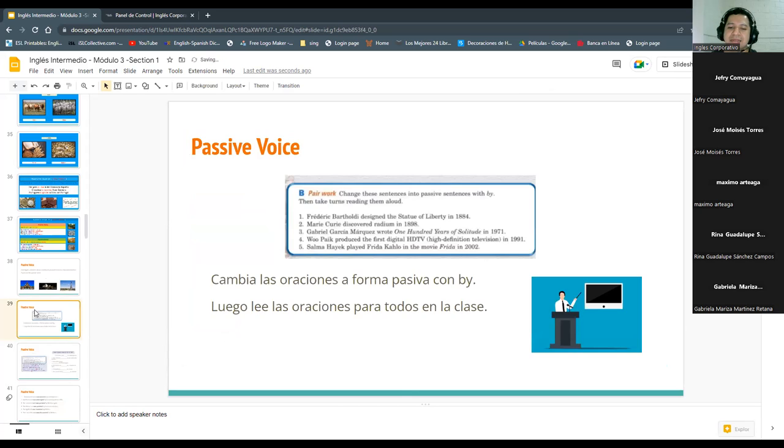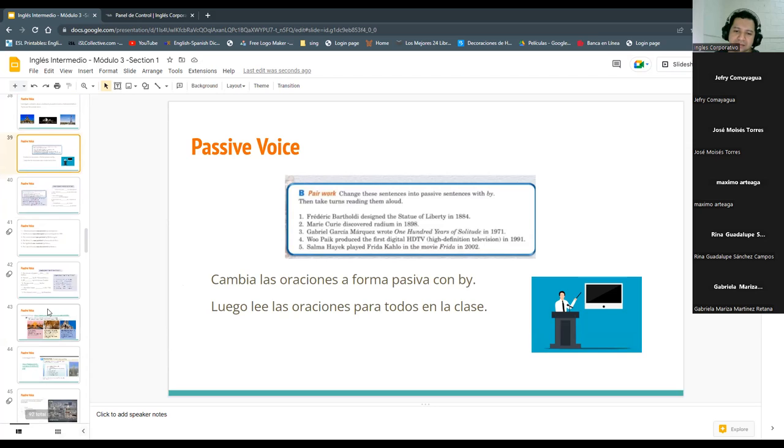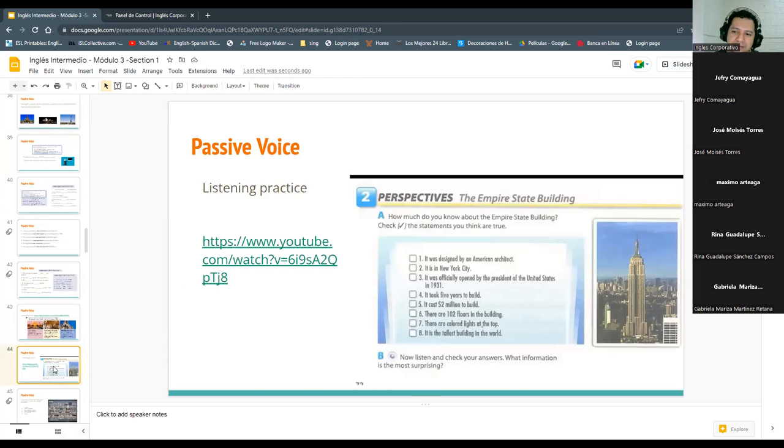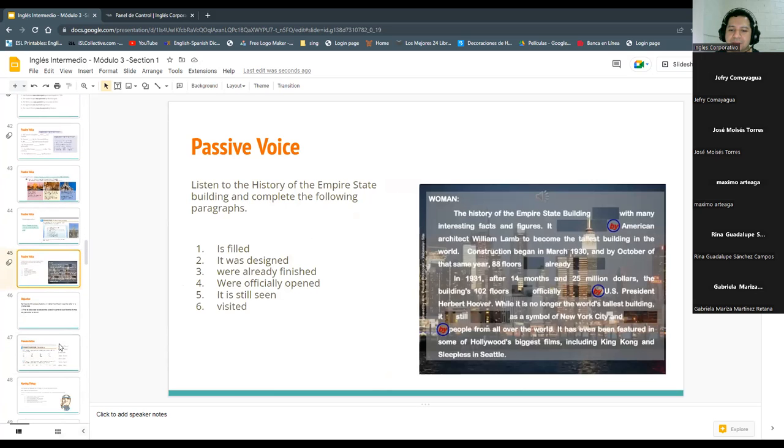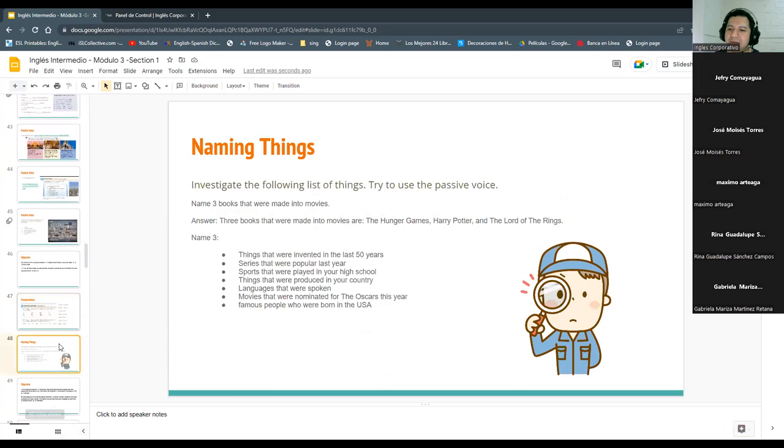Perfect. Now we are going to finish with the passive voice because we don't have that much time. Also, we have a listening here, so we are going to listen to it and then continue with the next topic. I'm just checking here if we have any role play.